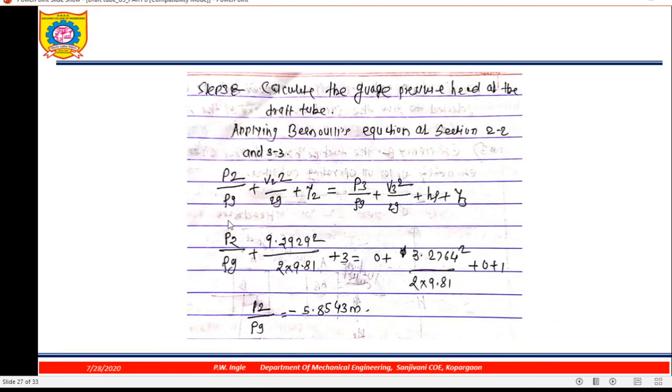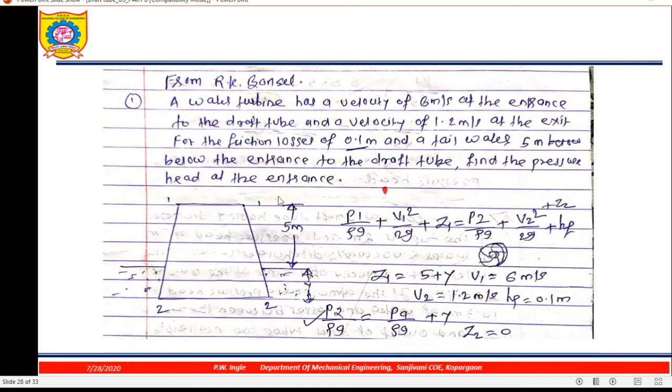Then calculate gauge pressure. So apply Bernoulli's equation: P2 by rho g plus V2 square by 2g plus Z2 equals P3 by rho g plus V3 square by 2g plus HF. There is no pressure at P3 by rho g, so it is 0. Then with V3 square by 2g and HF, you will get P2 by rho g.